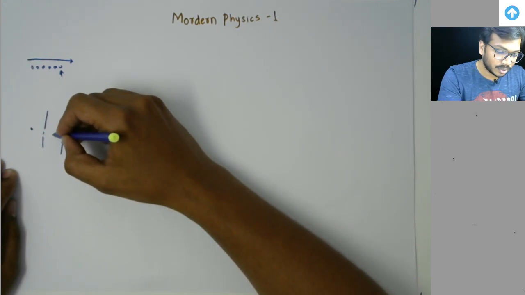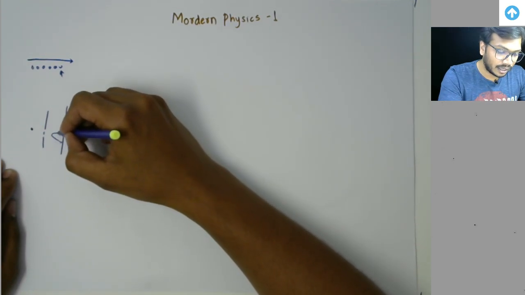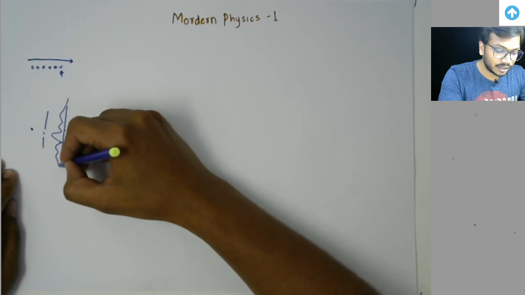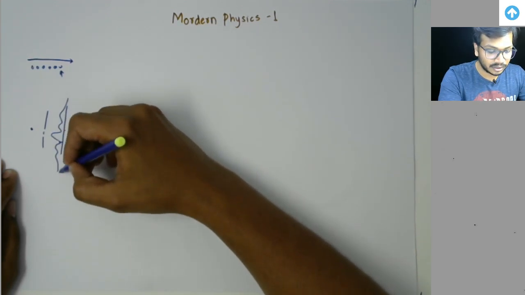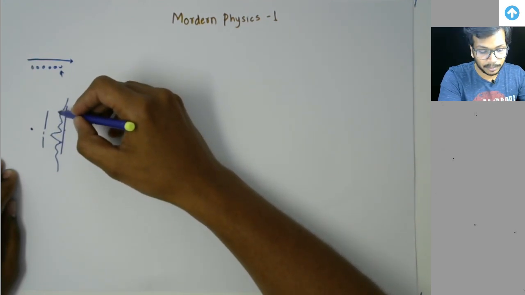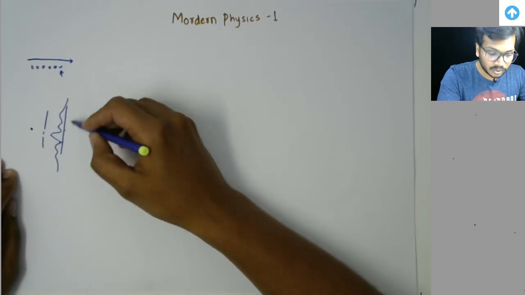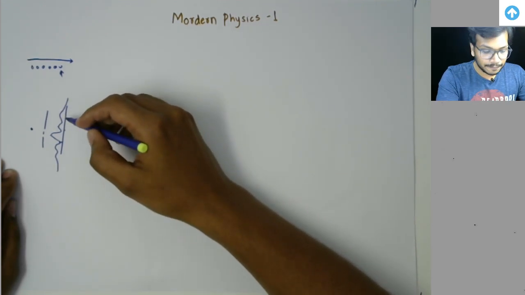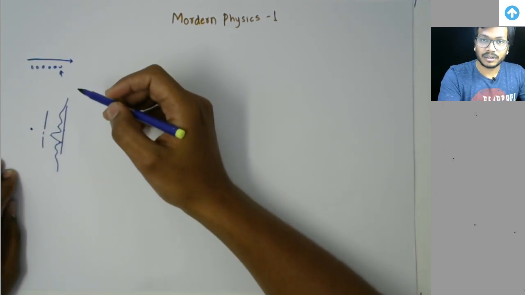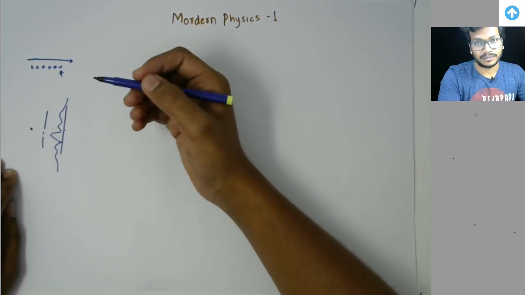The experiment showed us an interference pattern like this. Wherever I'm drawing the peaks, the peaks are showing the brightest points in the distribution. So this is the brightest point, followed by a little less bright point, and so on. This could only happen if the light was a wave. So with this experiment, people started thinking that light was a wave.